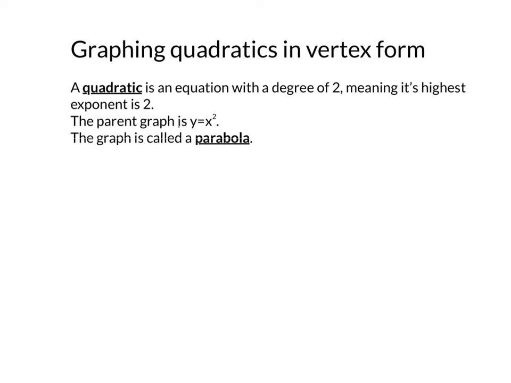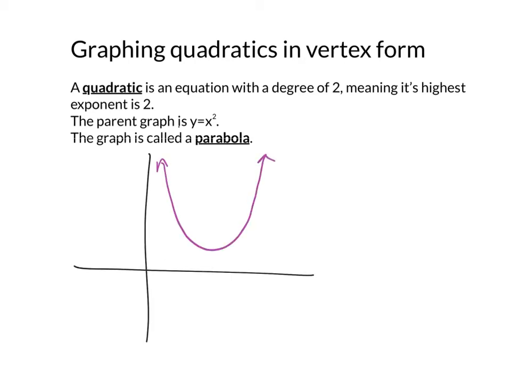So we're looking at graphing quadratics in vertex form. A quadratic is an equation with a degree of 2, meaning that its highest exponent is 2. The parent graph is y equals x squared, and the graph is called a parabola. So it looks like this. Have an axis, and a parabola is that U-shaped graph.